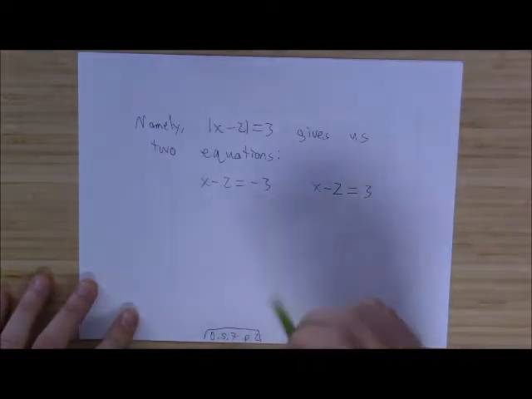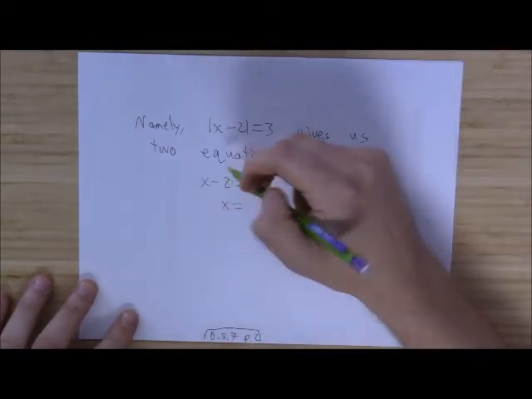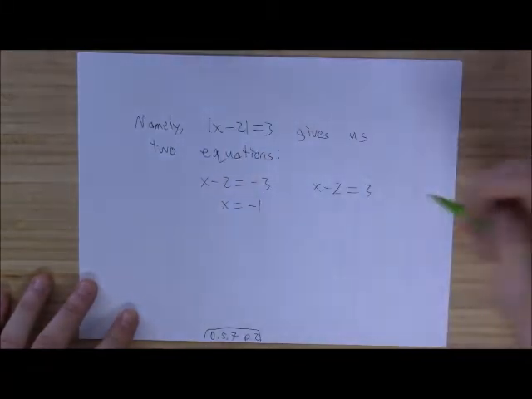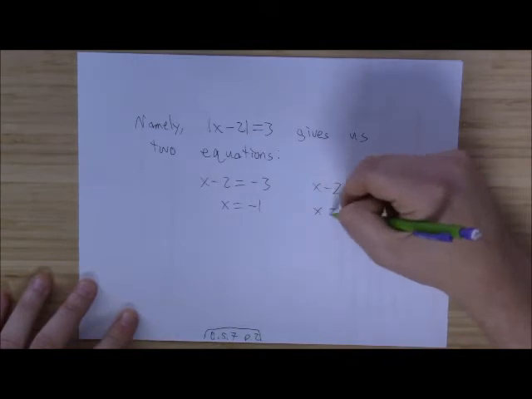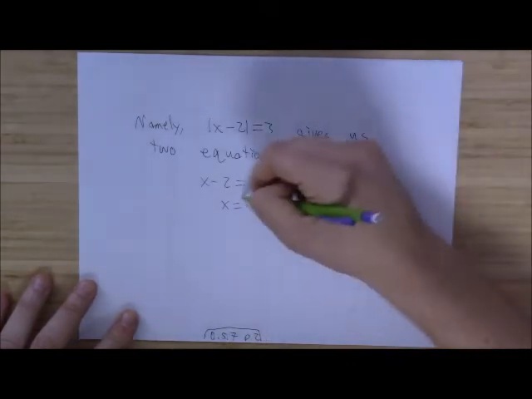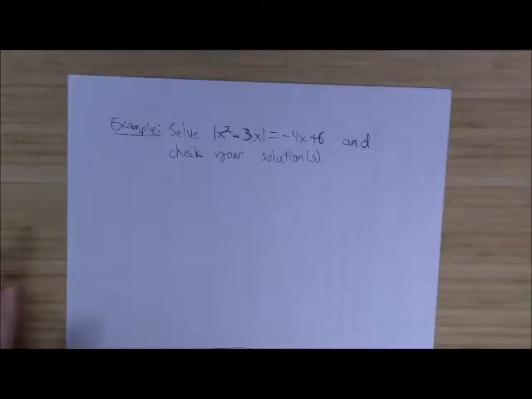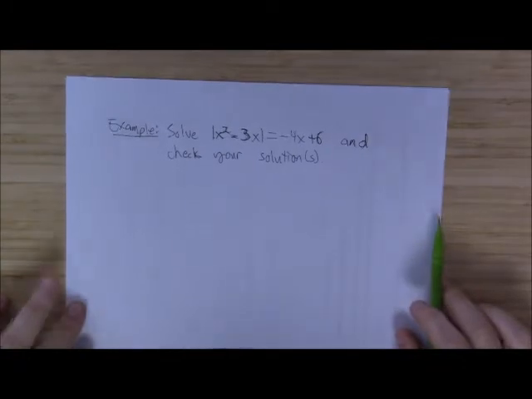Well, now we can solve each of these separately. We get, by adding 2 to both sides, x equals negative 1, or x equals positive 5. So we would have two solutions. So let's look at a slightly more complicated example. Let's go ahead and solve this equation.